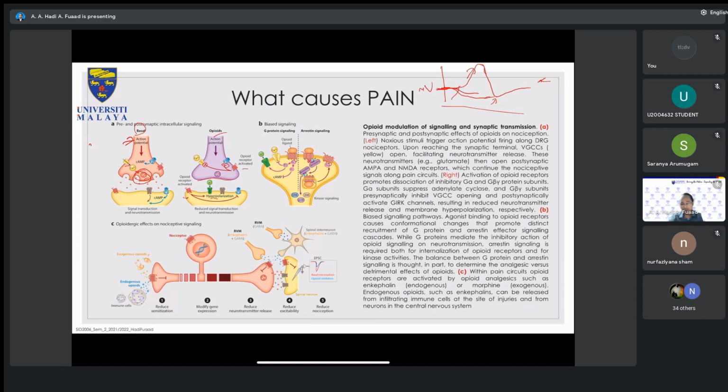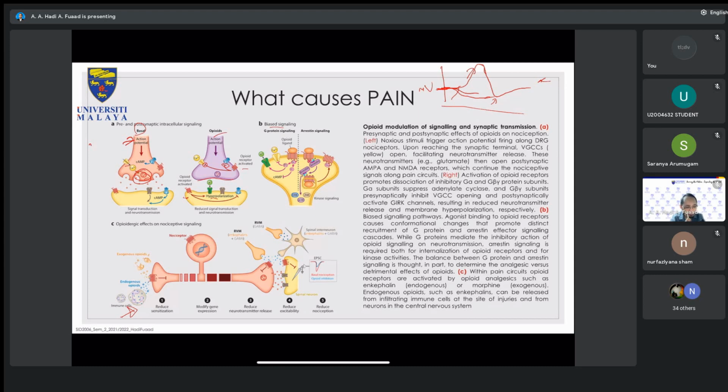and no signal means no information being transferred. You do have some other different types of mechanism. You can just go and have a read, and also read on number 3, C, on how the signal is being transferred and how opioids are stopping the signal from being transferred.